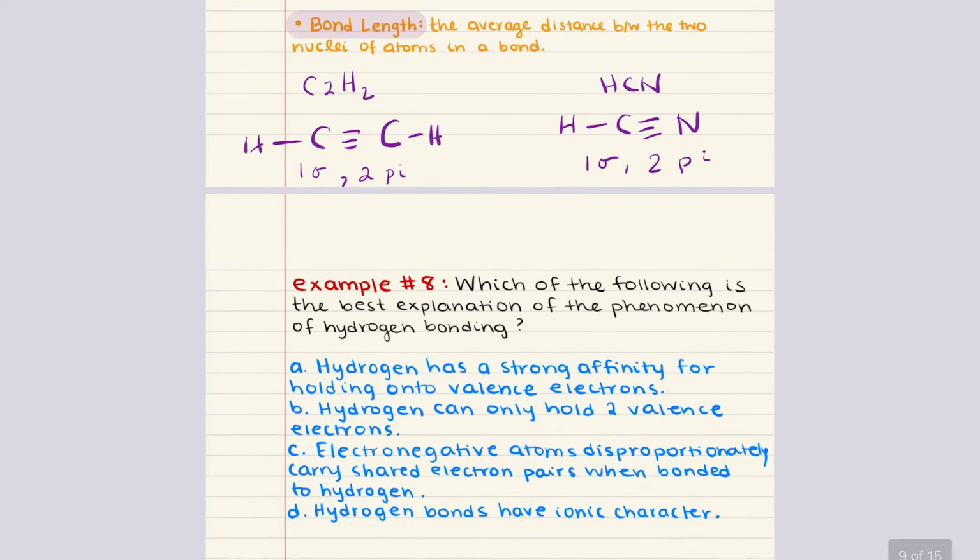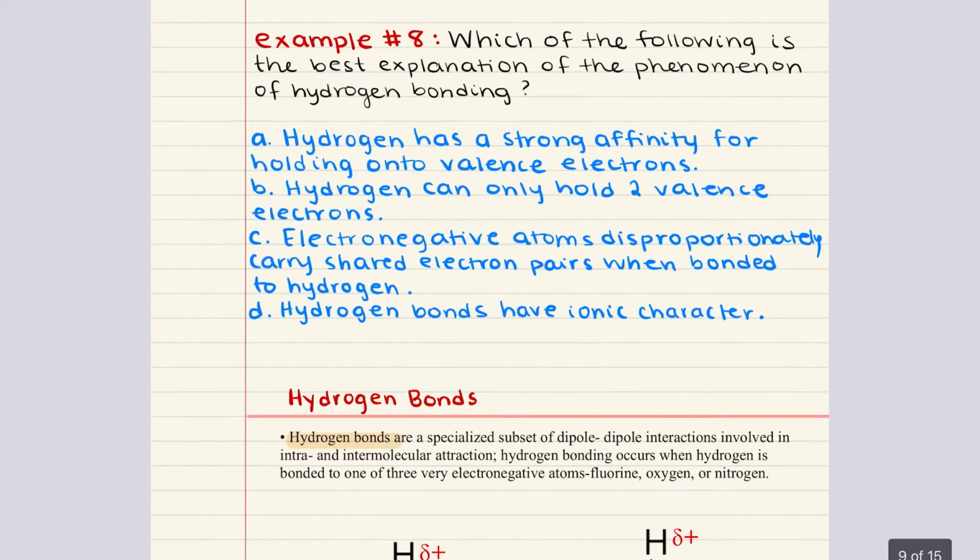Fantastic. Moving on to problem 8. Problem 8 says, which of the following is the best explanation of the phenomena of hydrogen bonding? All right, so to determine that, let's just go over hydrogen bonding. Hydrogen bonding is a special type of dipole-dipole interaction that occurs when a hydrogen atom is covalently bonded to a highly electronegative atom, like nitrogen, oxygen, or fluorine.